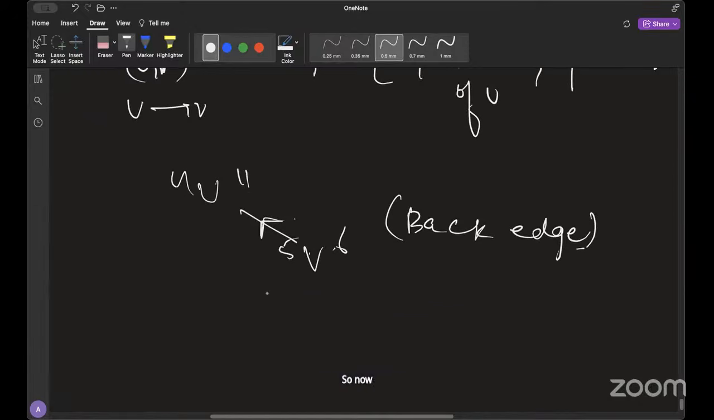So now what you have instead is, the edge is VU, right? This edge is VU. And the pre-post numbers of U, the one written later, it's from V to U. So the pre-post number of U, that interval is contained in pre-post number of V, right? That means it's a back edge.